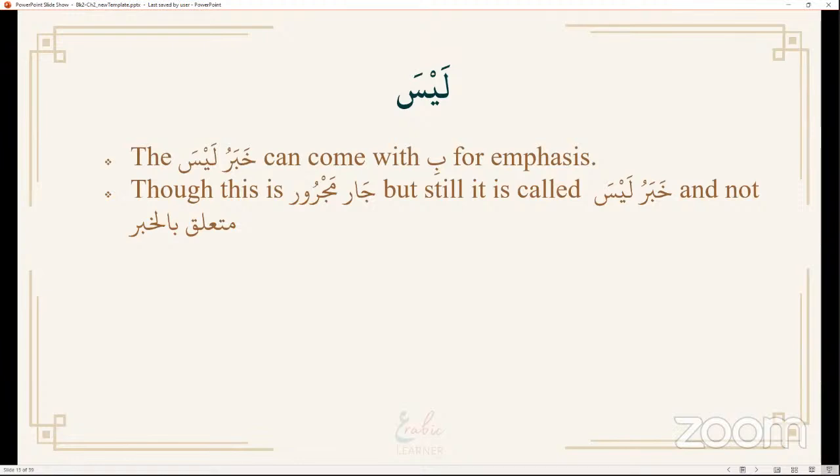Specifically, when the khabar is coming with bi, it will still be called khabaru Laysa. But I told you the rule that khabaru Laysa is always mansoob. So what will you call this khabar? Jar majroor. And I'm still calling it khabaru Laysa. So you will say this khabar is fi mahalli nasb, in the place of nasab. Whenever the khabar is coming with bi, we will call khabaru Laysa fi mahalli nasb. Clear, brothers and sisters?